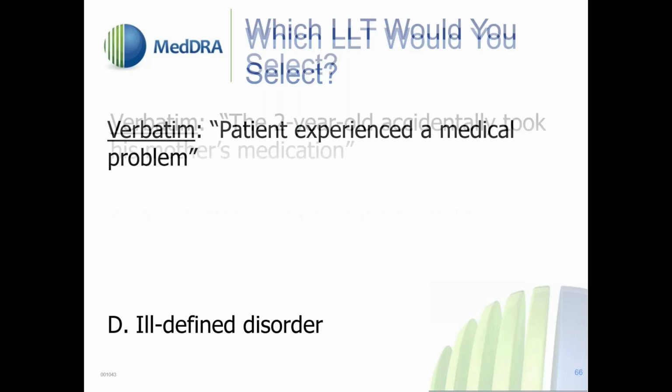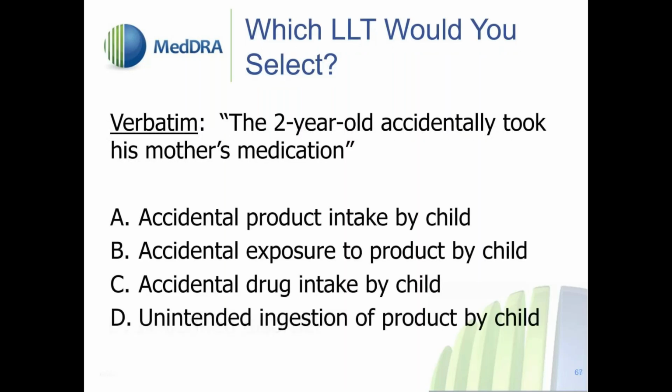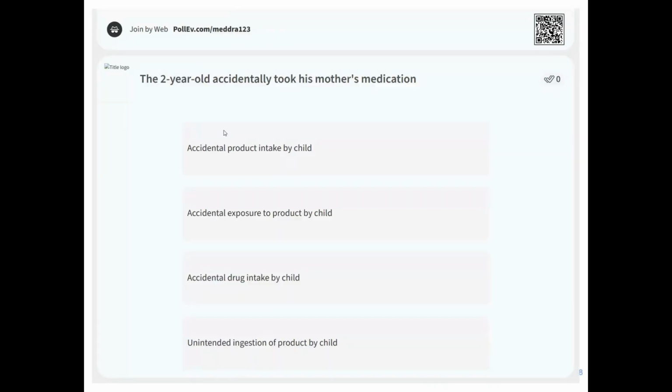Here's more examples. There's a 2-year-old that accidentally took their mom's medication. Okay, so the 2-year-old accidentally took his mom's medication. Do we have an LLT that captures as much as possible of the reporter details as we can find? Do we need to select more than one?